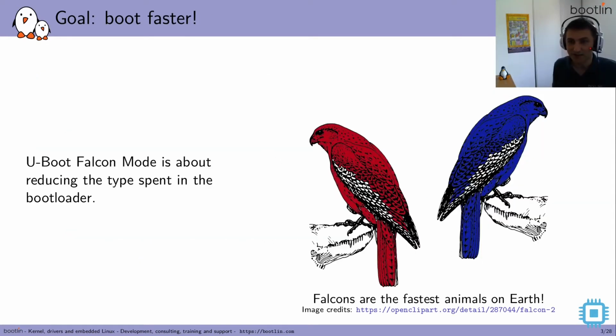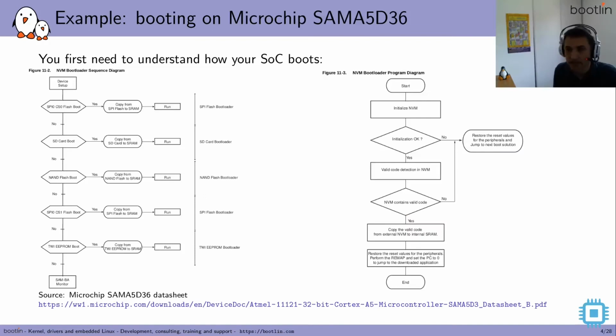The goal here is to boot faster. So U-Boot Falcon Mode is about reducing the time spent in the bootloader, and the name was chosen because falcons are the fastest animals on Earth. In this presentation, I'm going to show how to use the Falcon mode on the SAMA5D3 Xplained board from Microchip.